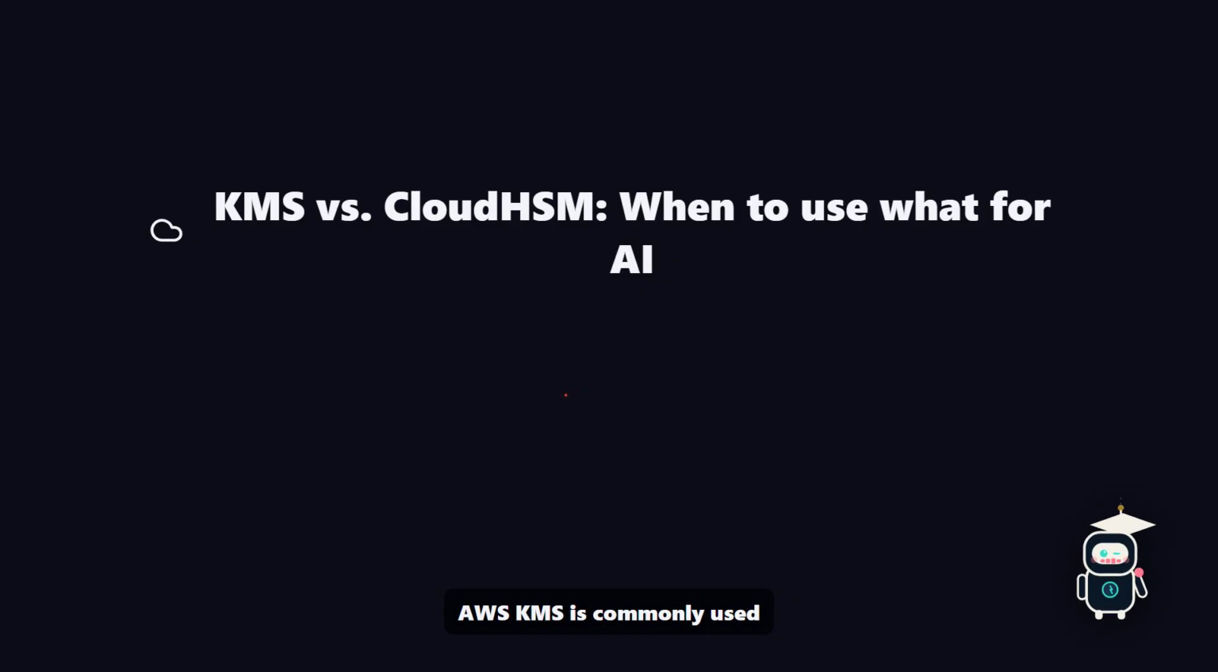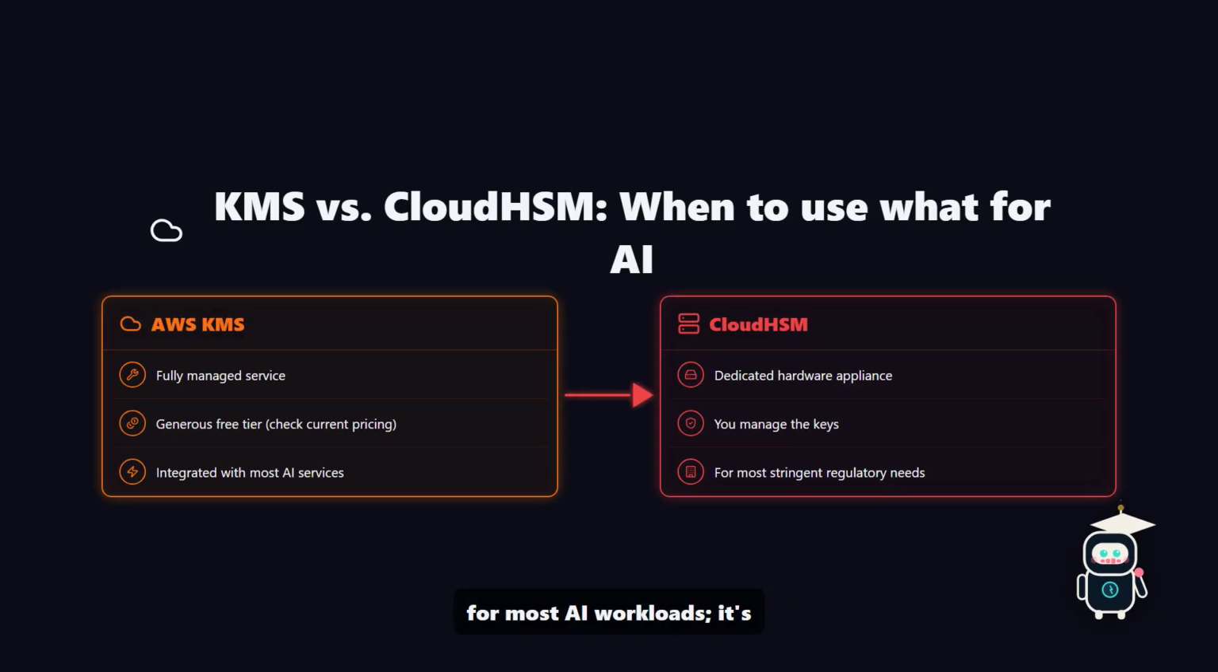AWS KMS is commonly used for most AI workloads. It's fully managed and offers a generous free tier. Check current AWS pricing. CloudHSM provides dedicated hardware you manage, often required for the most stringent regulatory obligations. For the exam, know the difference.